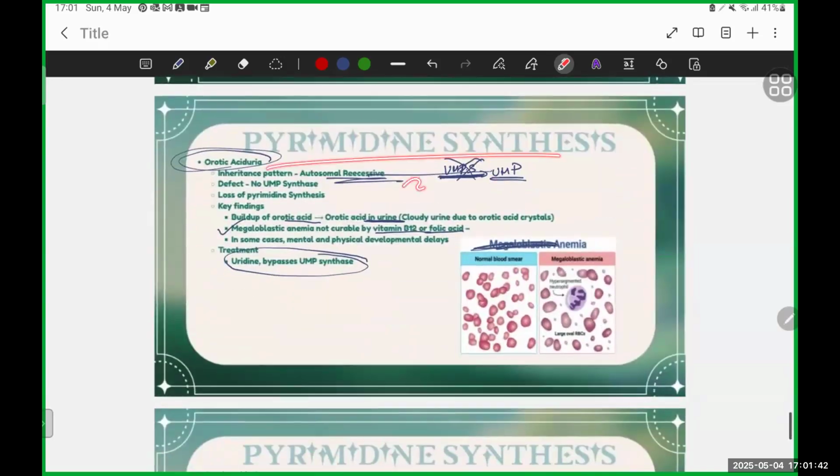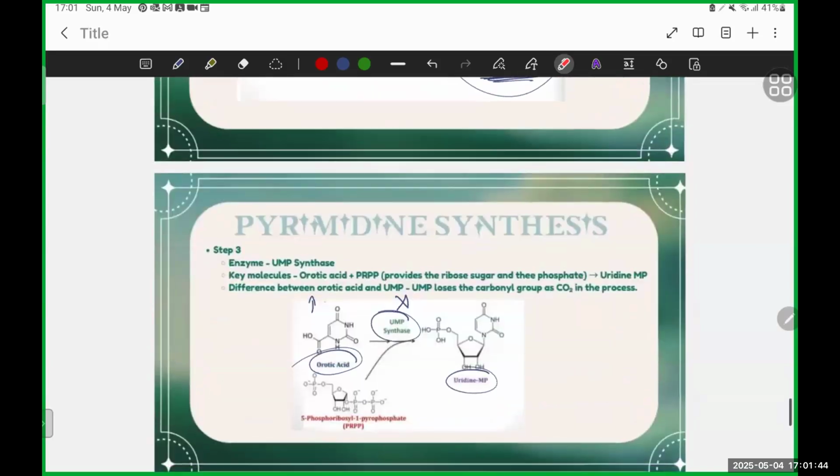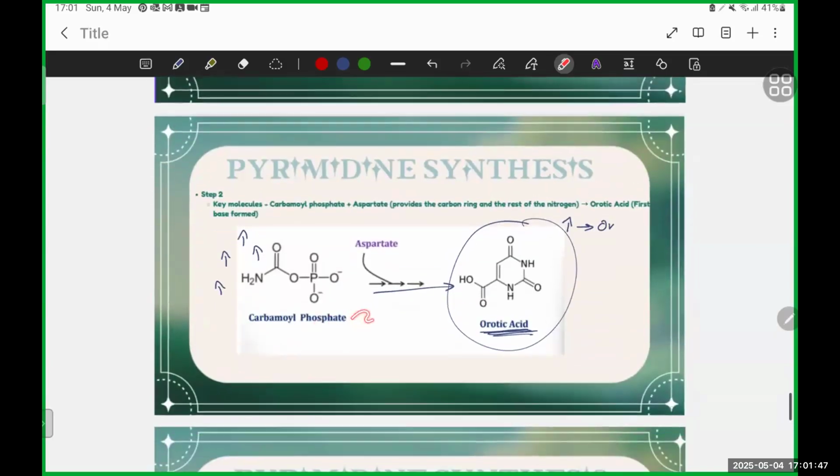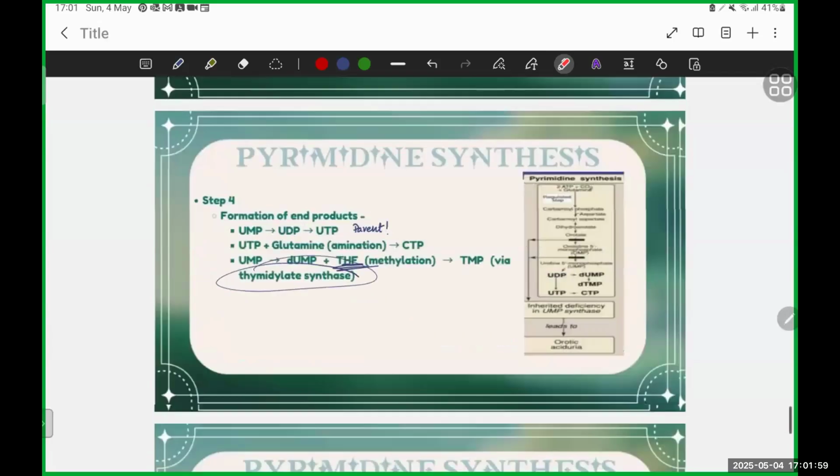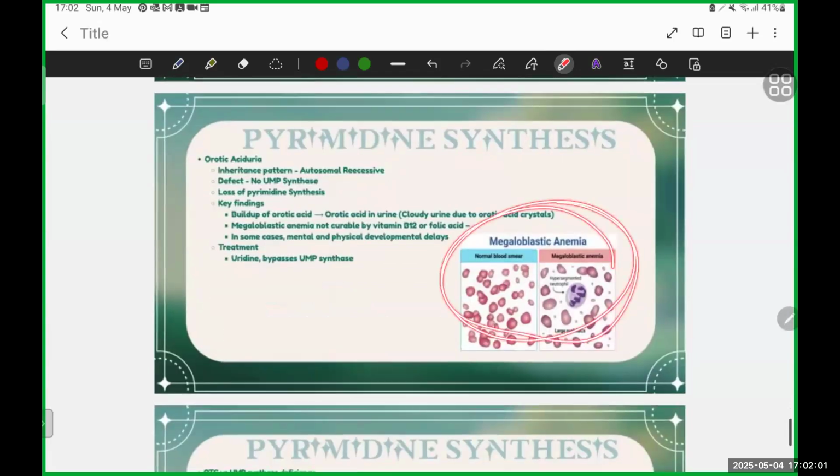Okay, orotic aciduria. What happens in orotic aciduria? UMP synthase, more orotic acid. When you have more orotic acid, you have orotic aciduria, and you have its own symptoms. Remember, megaloblastic anemia. It cannot be cured by B12 or folic acid. How do you treat it? By uridine. Just bypass the whole thing. Who cares about orotic acid giving you UMP? It's overrated. You can just give them uridine yourself.